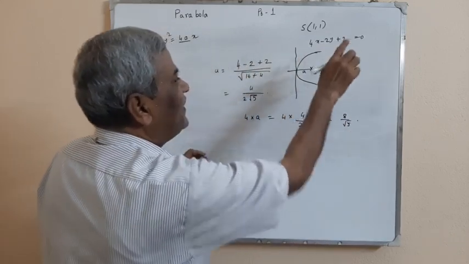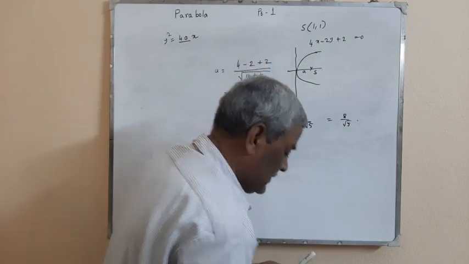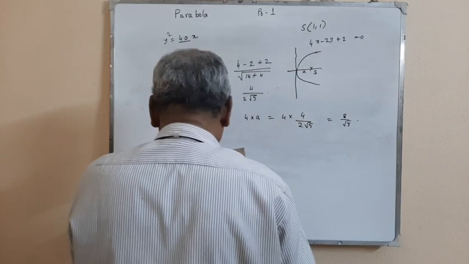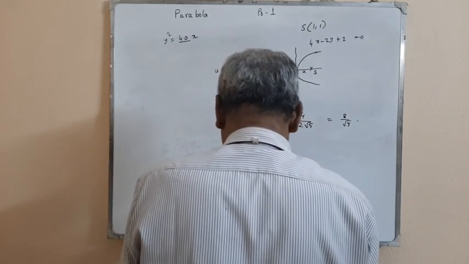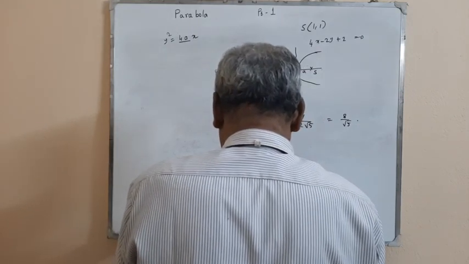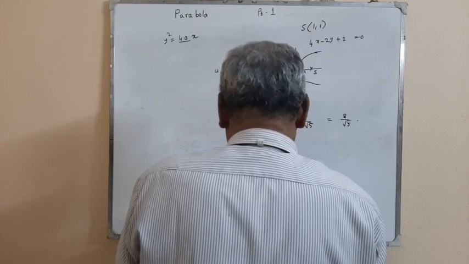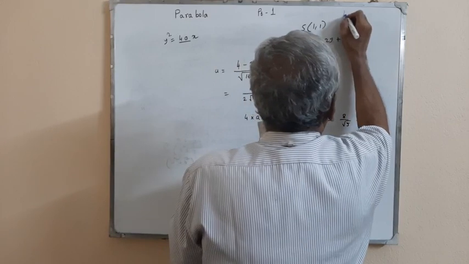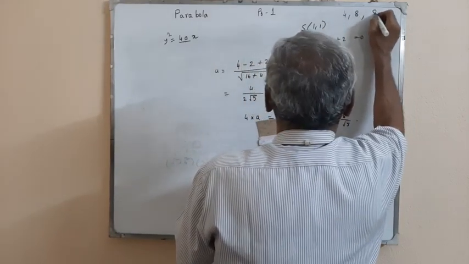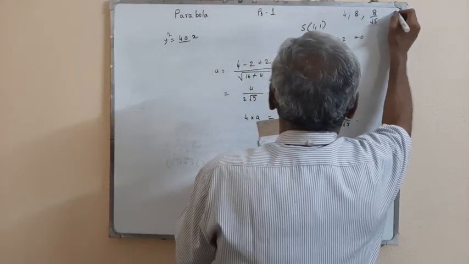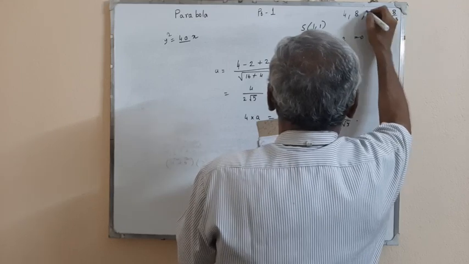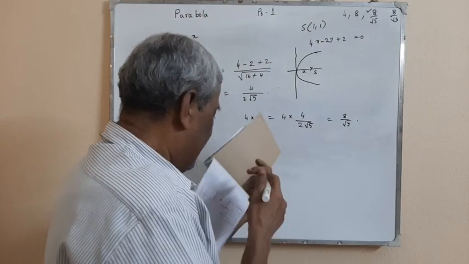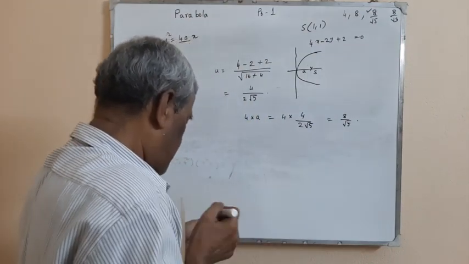Oh, options are not given here. Actually, the options were 4, 8, 8 by root 5, 8 by root 3. So this is the correct option. So, next problem.